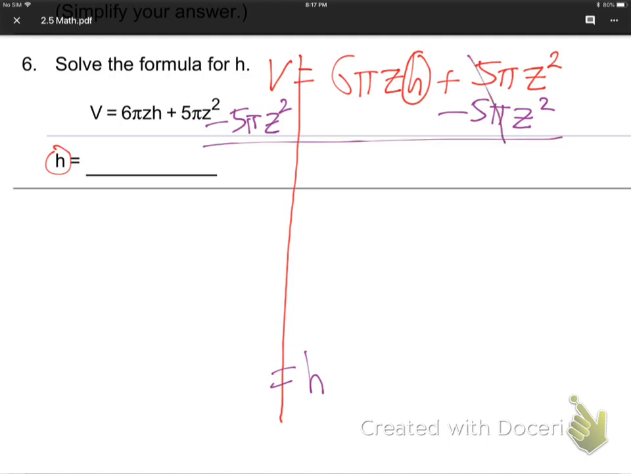And that's gone. And then that brings us down to, what do we have now? V minus 5 pi z squared is 6 pi z h. Is that okay to there? Does that make sense?